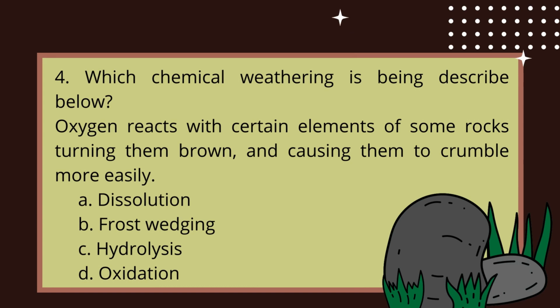Number 4. Which chemical weathering is being described below? Oxygen reacts with certain elements of some rocks, turning them brown and causing them to crumble more easily. A. Dissolution. B. Frost ridging. C. Hydrolysis. D. Oxidation.